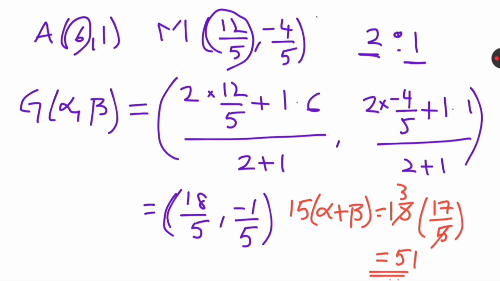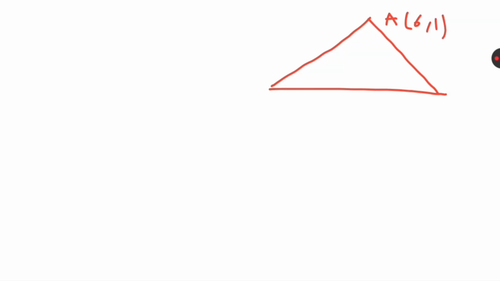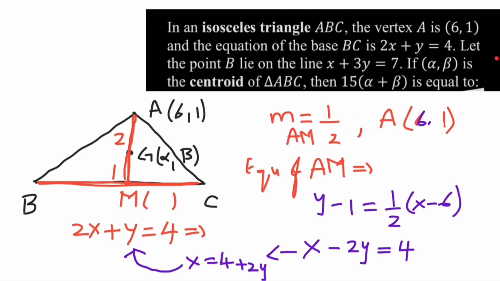Let's go and see the second method. In the second method, we are going to find the vertices B and C. So let's draw a diagram. What is given: the A point, which is (6, 1), and the BC equation is 2x + y = 4. And also they gave that the point B lies on the line x + 3y = 7.